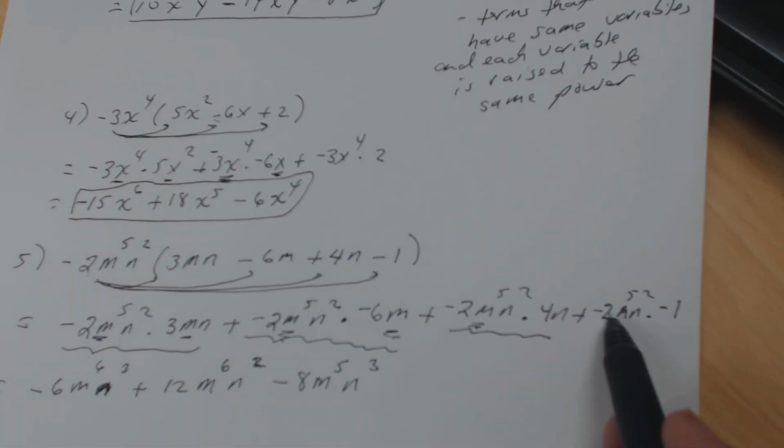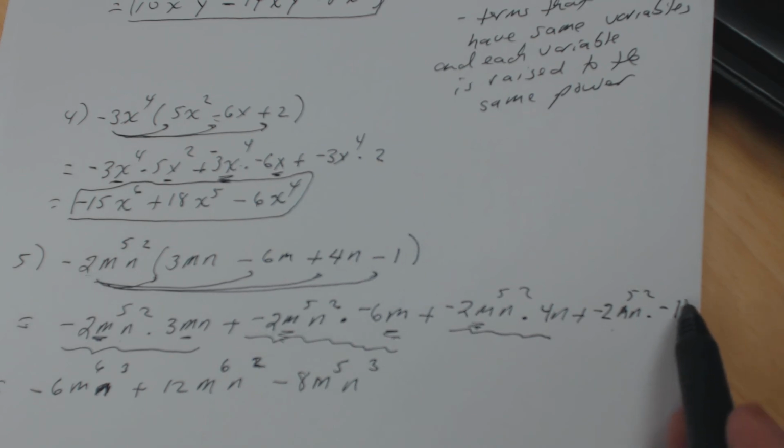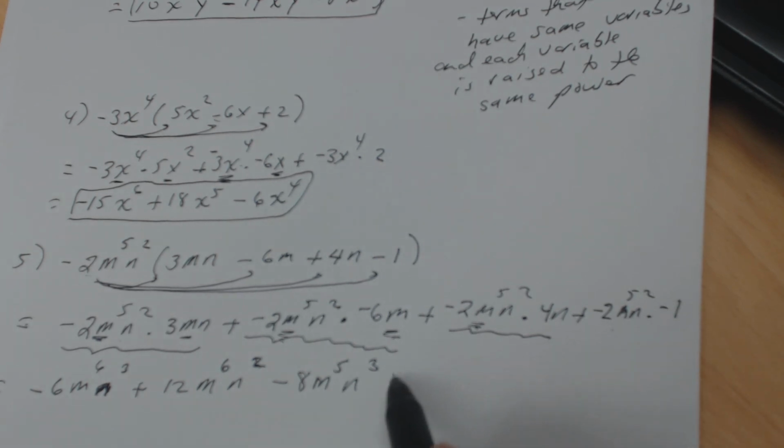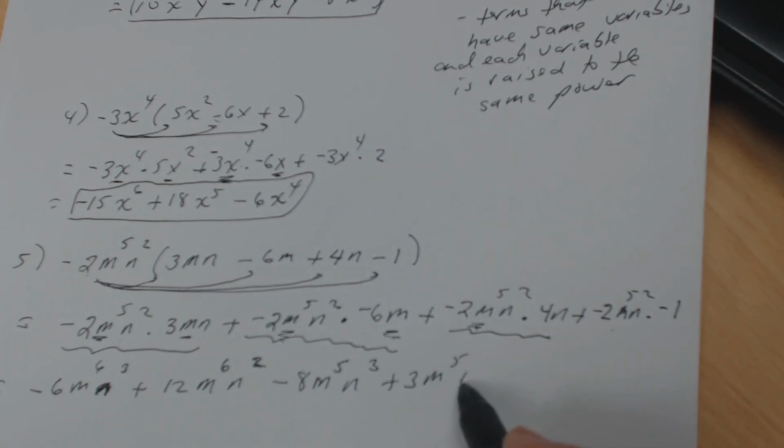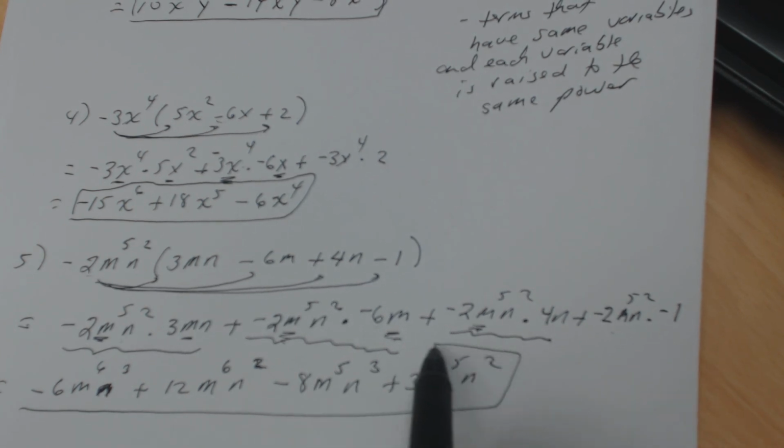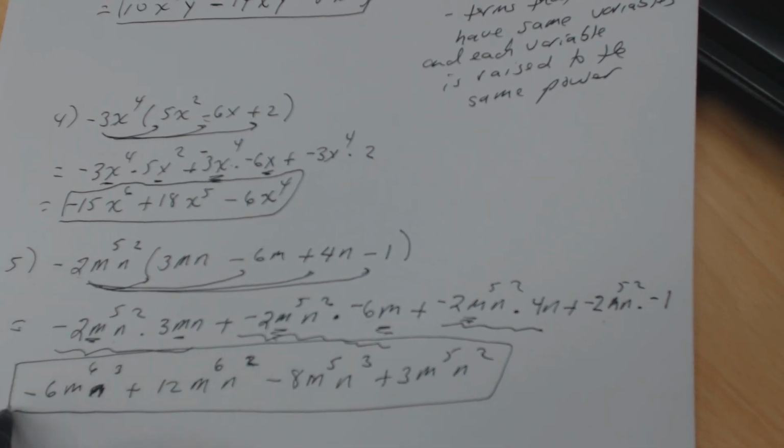Now over here, a negative 2 times a negative 1 is a positive 2. And then m to the fifth times n squared, there are no other variables here, so that just becomes m to the fifth n squared. And notice none of these terms are alike. So that's your answer, and that's what you would put in the blank.